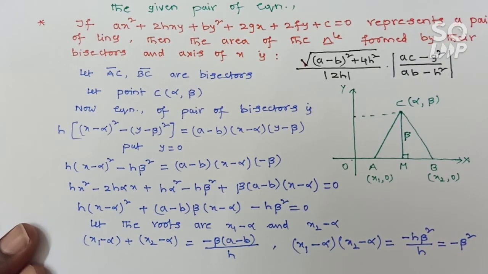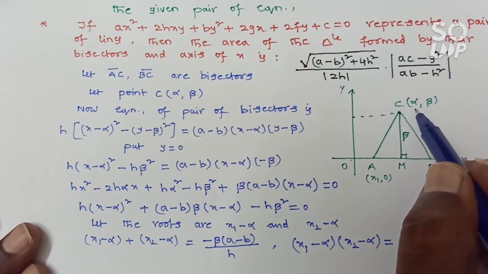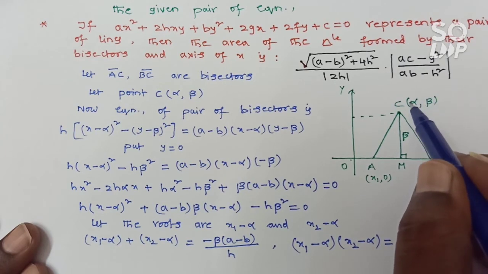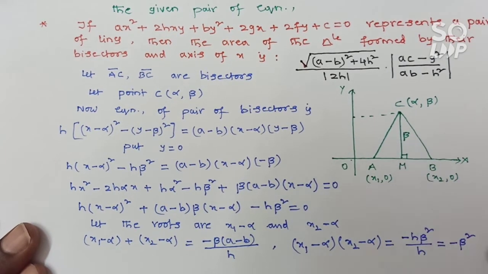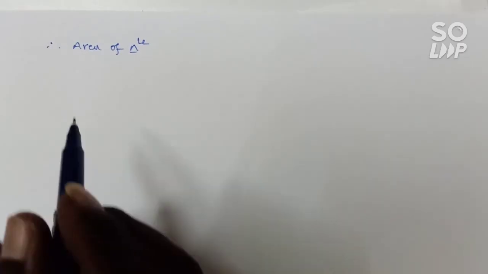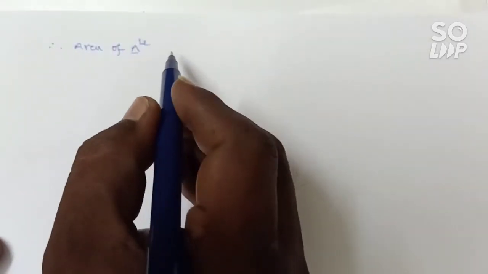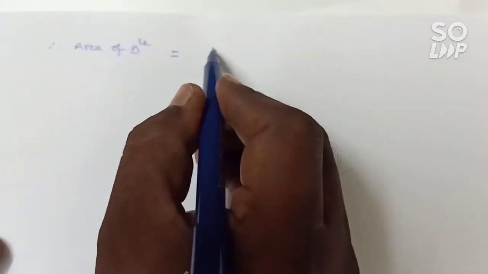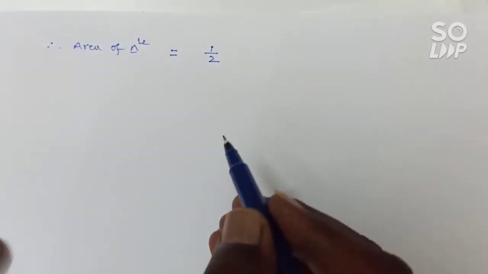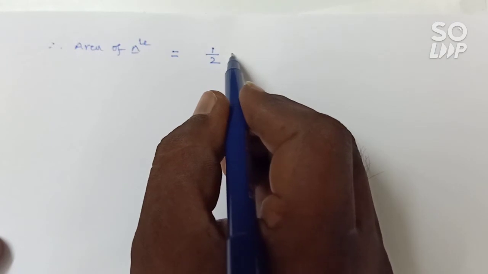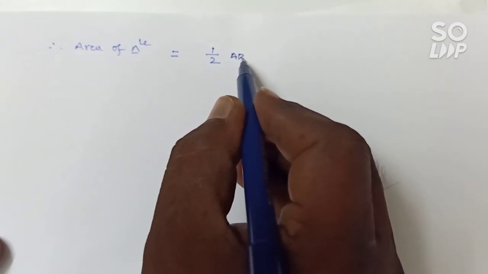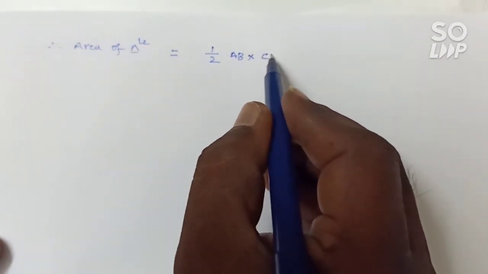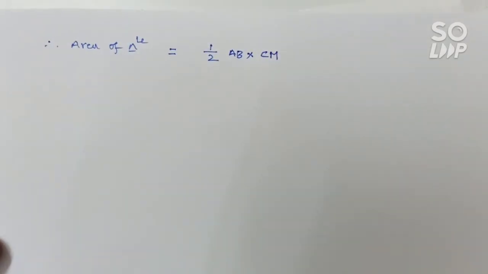Height is nothing but what? Beta. You know I already said that alpha comma beta are the point of intersection of the pair of bisectors. Therefore, area of triangle is equal to half into base. What is the base in that triangle? AB is the base, into what is the height of the triangle? CM is the height of the triangle.